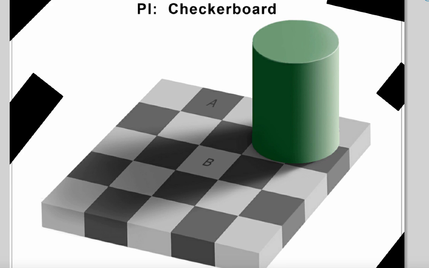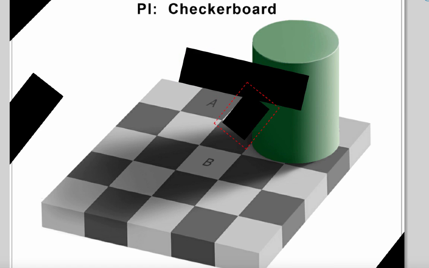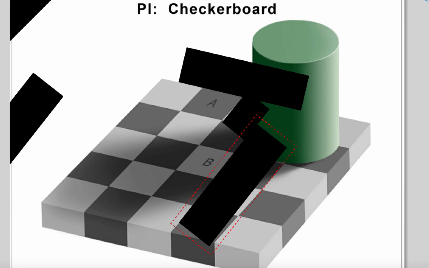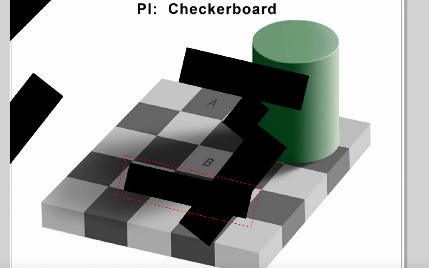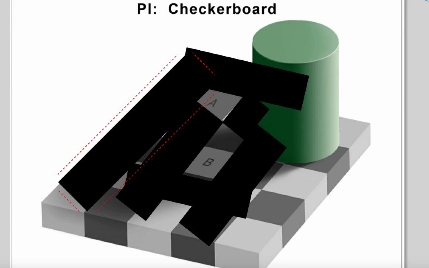And then you do the checkerboard, which is the one that really messes with my brain. You ask basically, are A and B the same? And most people say no, A is darker, B is lighter. But then when you start to block out the light around, you will see, oh, it's already starting to change, isn't it? To the point where they almost look the same. And in fact, they are the same color.